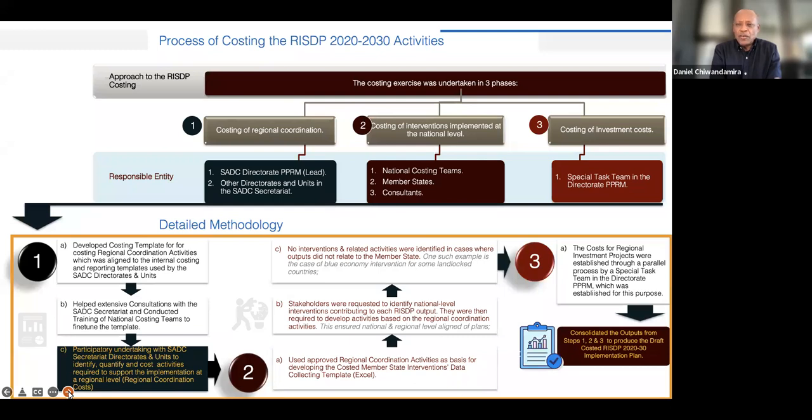The detailed methodology involved coming up with a template for the regional coordination activities, which was aligned to the internal costing and reporting templates used by the SADC directorates and units. It's not the first time that SADC is undertaking an exercise of this nature. So the exercise built upon the previous experience that the Secretariat had engaged in. And once the regional coordination costs were finalized, then this was used as a basis of also working on the national coordination costs, which also had its templates that were utilized to gather the data that was required. And also lastly, the regional investment costs, which I alluded to, were also undertaken.